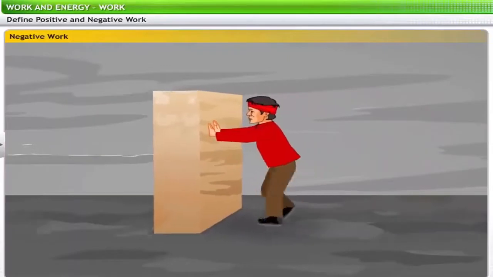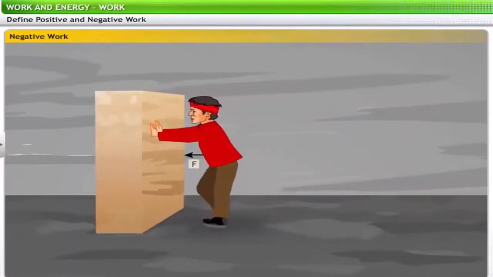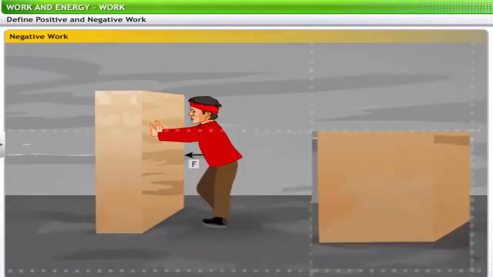Here, the porter applies force on the block in the forward direction. This force does positive work since the direction of the applied force is the same as that of the displacement of the block. However, the frictional force on the block does negative work since the direction of the frictional force on the block is opposite to that of the displacement of the block.